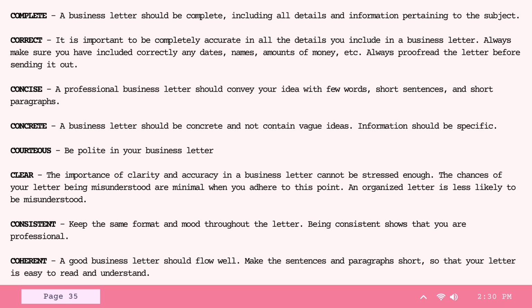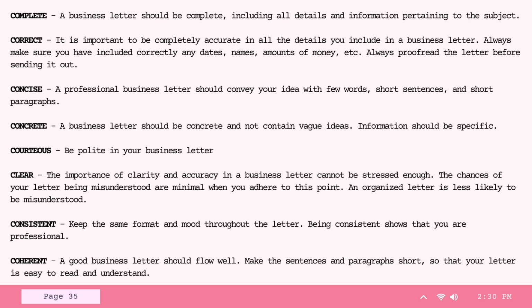Concise. A professional business letter should convey your idea with few words, short sentences, and short paragraphs. Concrete. A business letter should be concrete and not contain vague ideas. Information should be specific. Courteous. Be polite in your business letter. Clear. The importance of clarity and accuracy in a business letter cannot be stressed enough. The chances of your letter being misunderstood are minimal when you adhere to this point.